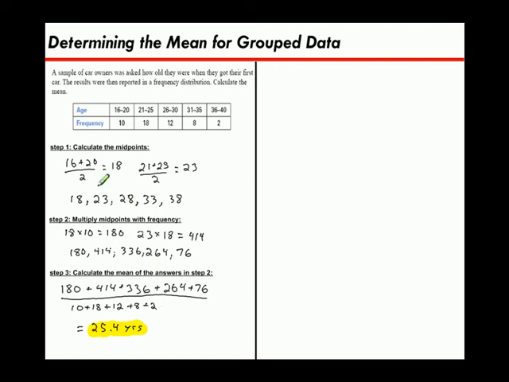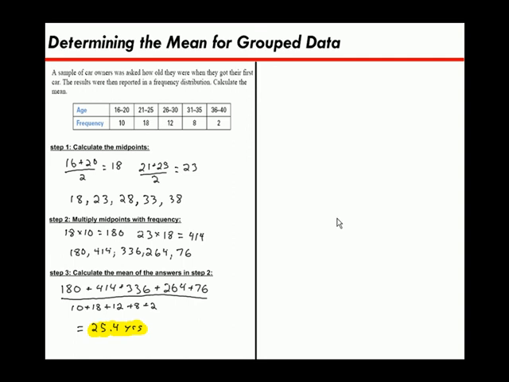So let's just quickly review the steps. In step 1, we found the midpoint of each one of the age intervals. Then in step 2, we just multiplied those answers by the frequency to arrive at these numbers here. And in step 3, we added those numbers together and then divided them by the total number of people surveyed to arrive at 25.4 years.